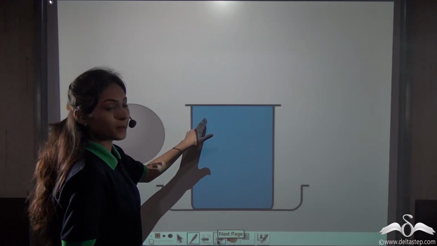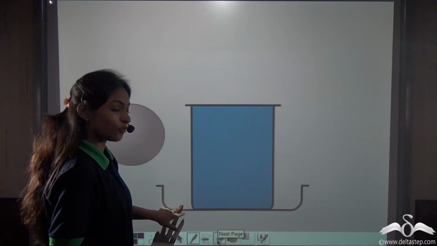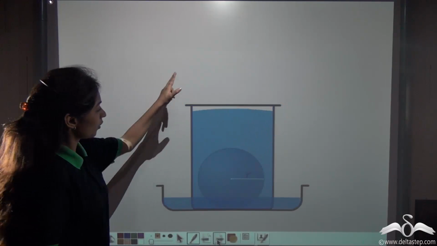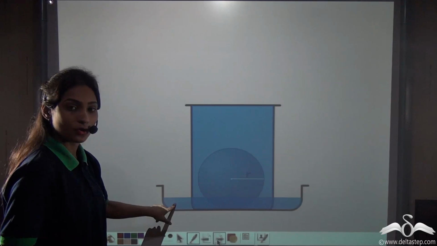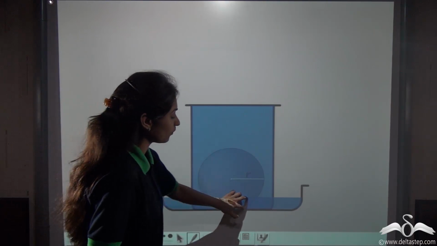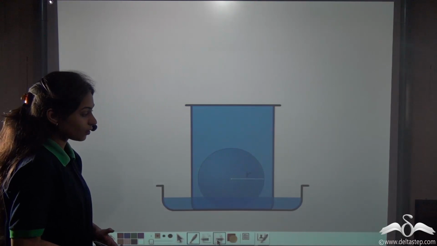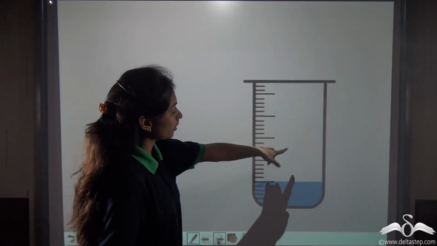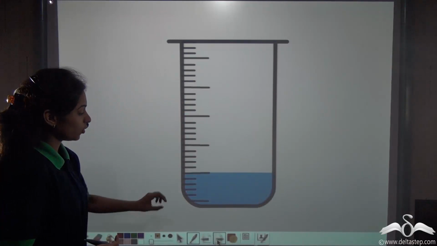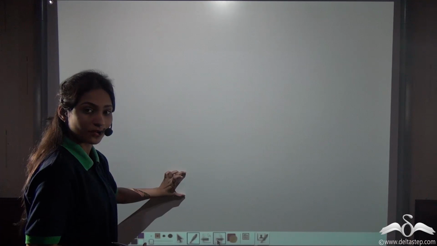Now we have taken this beaker which is fully filled with water and a trough also. Now what do we do? We put the ball inside the beaker. What happens? The extra water flows out. So this water is actually what we have to collect. Now what we'll do? We'll take a measuring cylinder and carefully pour the water into this measuring cylinder. You can see that we can note how much water we have collected.